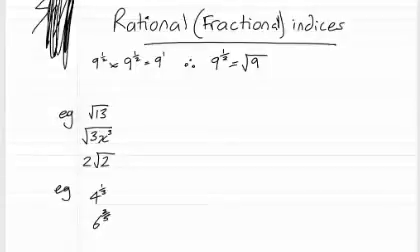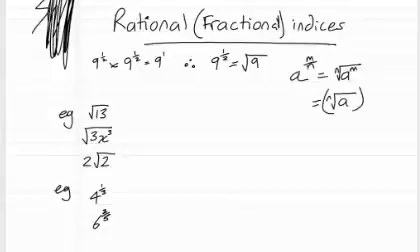The rule that we use is that, let's use a as our base, a to the power of m over n is equal to the nth root of a to the power of m, and that's also equal to the nth root of a, all to the power m.